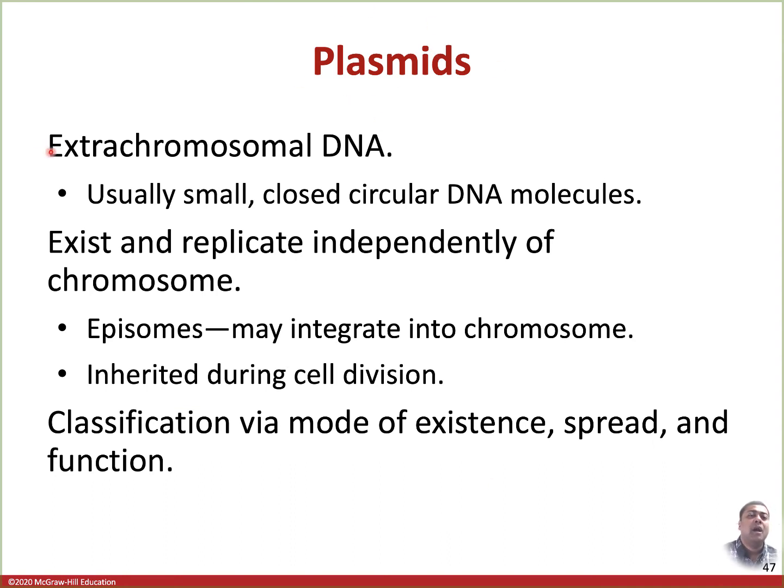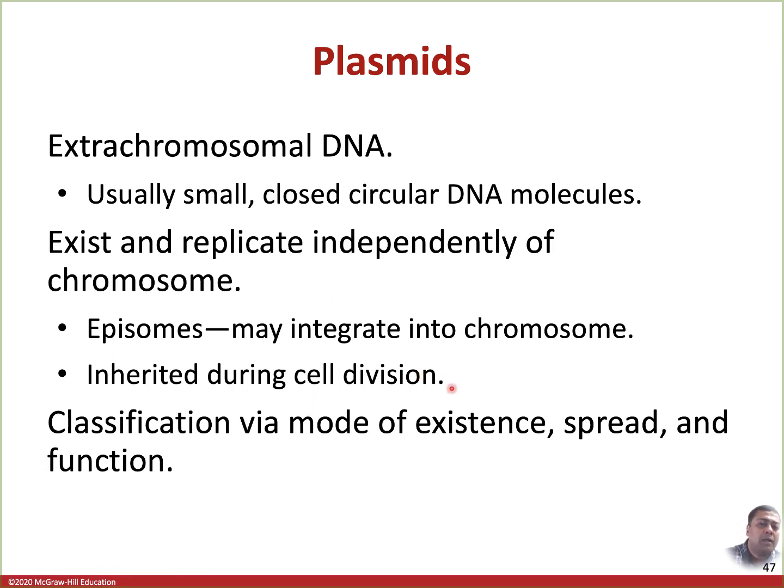Plasmids, on the other hand, are extrachromosomal DNA. What do we mean by that? Extrachromosomal means that you have a very large chromosome, usually either circular or linear, doesn't matter. But the plasmids are separate from the chromosome. These are small double-stranded, closed circular DNA molecules, and they exist and replicate independently of the chromosome. Sometimes they may integrate into the chromosome, and they can cut themselves out of the chromosome and come out. These are sometimes called episomes, and these are inherited during cell division.